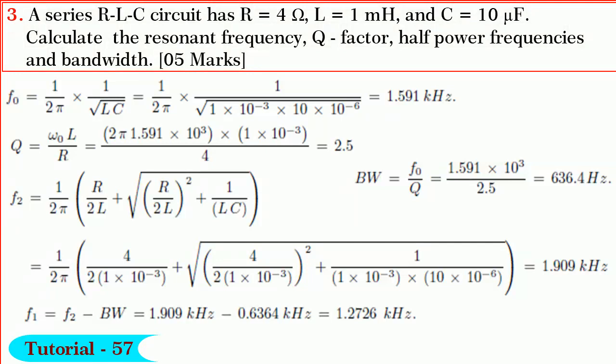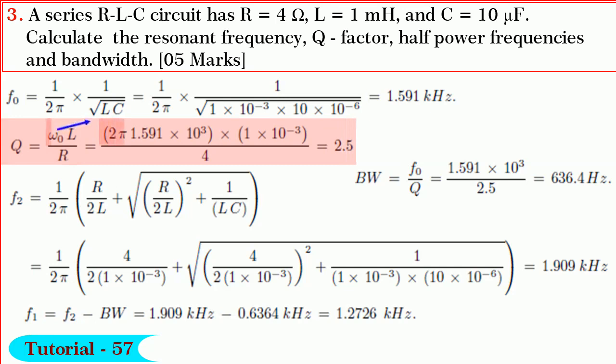In this question, we are required to calculate the resonant frequency, Q factor, half power frequencies and bandwidth. All the required data is given in the problem statement. We know that F0 is equal to 1 divided by 2 pi into 1 divided by root LC. By substituting L is equal to 1 millihenries and C is equal to 10 microfarads and solving, we get F0 is equal to 1.591 kilohertz.